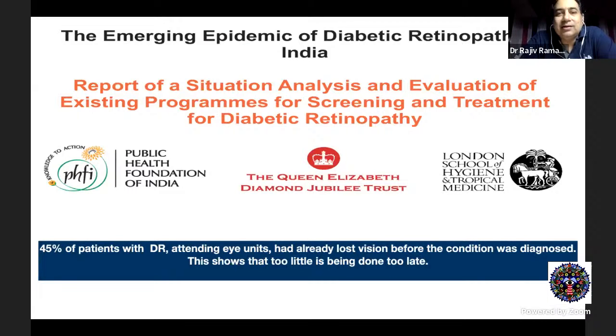And this was again work done by PHFI, the Public Health Foundation of India. They looked into various eye units and eye hospitals, and they found that 45% of the patients with retinopathy who are attending eye hospitals have already lost vision. So we know that when you lose vision, it's usually macular edema or a proliferative stage leading to complication. That means they never had any eye examination done. And this shows that we are doing really too little, and that too we are doing too late.